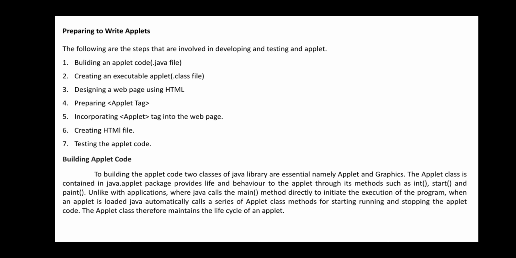To build the applet code, two classes of the Java library are essential, namely applet and graphics. The applet class is contained in the java.applet package and provides life and behavior to the applet through its methods such as init, start, and paint. Unlike applications, where Java calls the main method directly to initiate execution of the program, when an applet is loaded, Java automatically calls a series of applet class methods for starting, running, and stopping the applet code. The applet class therefore maintains the life cycle of an applet.